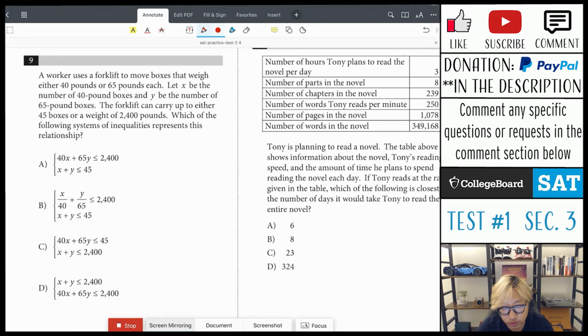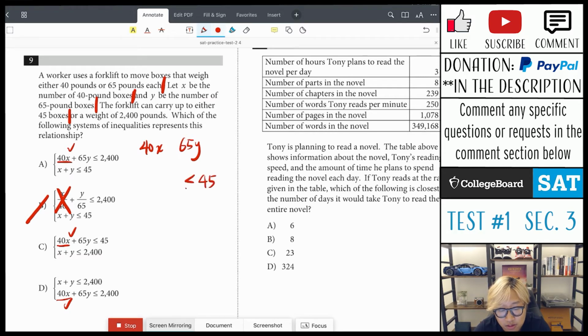Number 9, a worker uses a forklift to move boxes that weigh either 40 pounds or 65 pounds each. Let X be the number of 40-pound boxes. So it should be 40X. I see it here, I don't see it here, so B's out. I see it here, and I see it here. Okay, next, and Y be the number of 65-pound boxes. So 65Y. Alright, the forklift can carry up to 45 boxes. So it should be up to 45 boxes or less. I see it over here, and I see it over here, and I don't see the 45 here, so D's out too. Now we're between A and C.